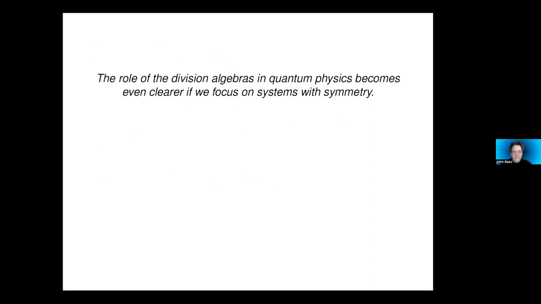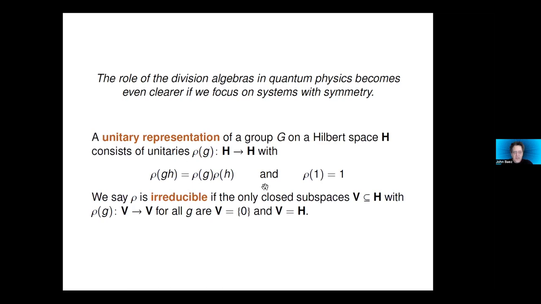And the role of the division algebras in quantum physics becomes even clearer if you focus on systems that have extra symmetries. In other words, not just a bare Hilbert space, but a Hilbert space on which some group is acting as symmetries. Now, I've just told you that symmetries could be unitary or anti-unitary. A detailed study of this would go into both of those, and I urge you to read Gregory Moore's lecture notes about this whole subject, where he considers the anti-unitary case as well. But anyway, I'm just going to talk about unitary representations of groups right now and how they interact with these anti-unitary operators that I was just talking about.